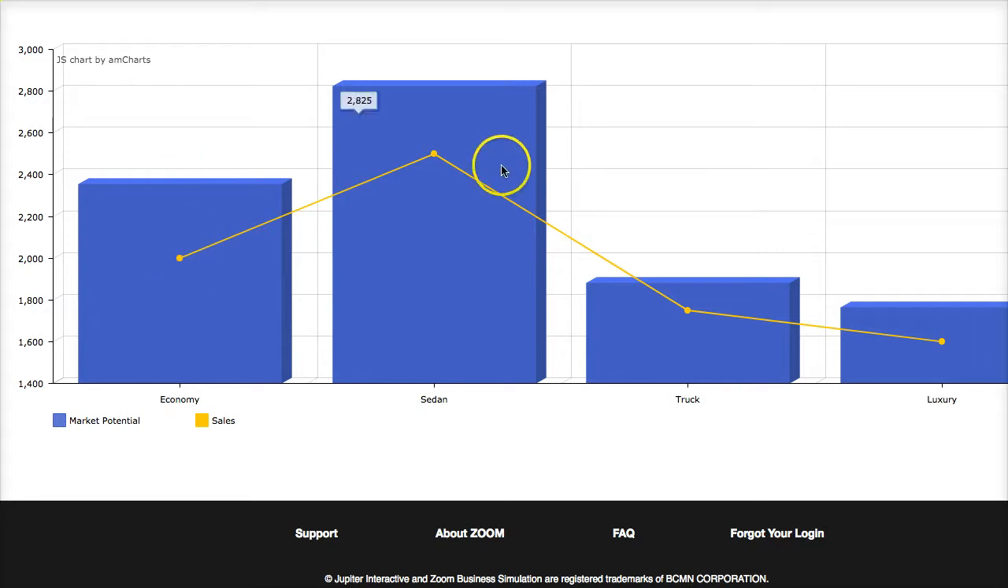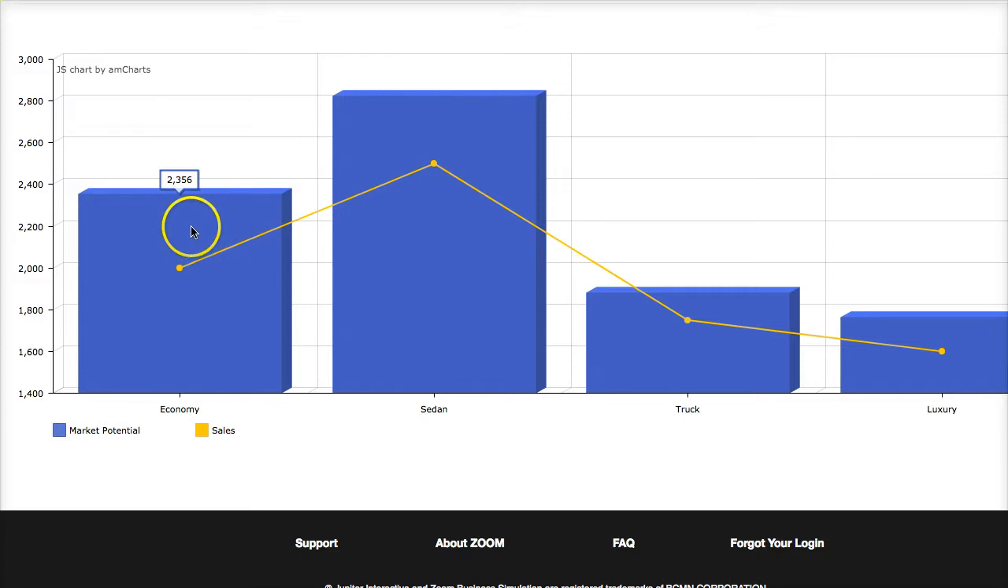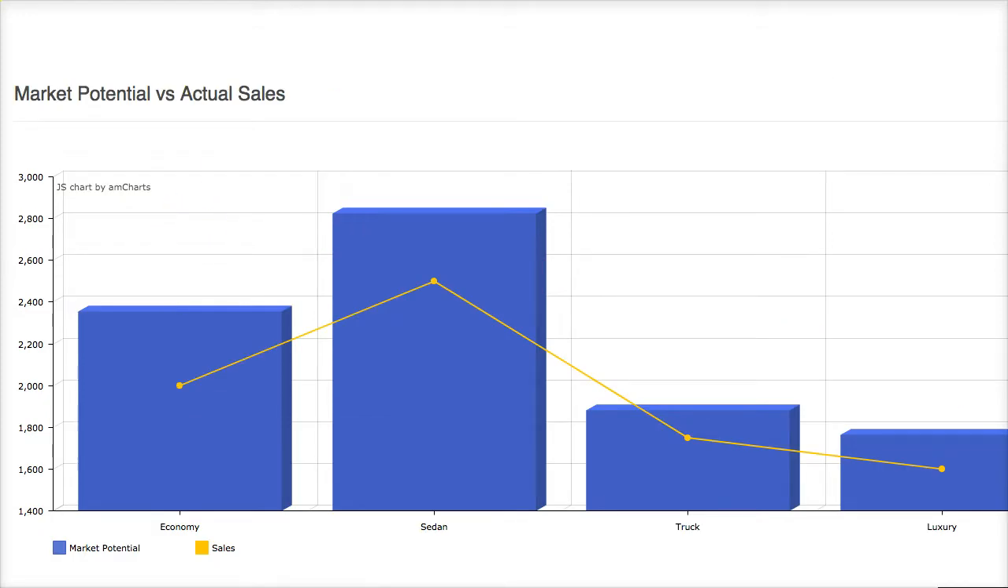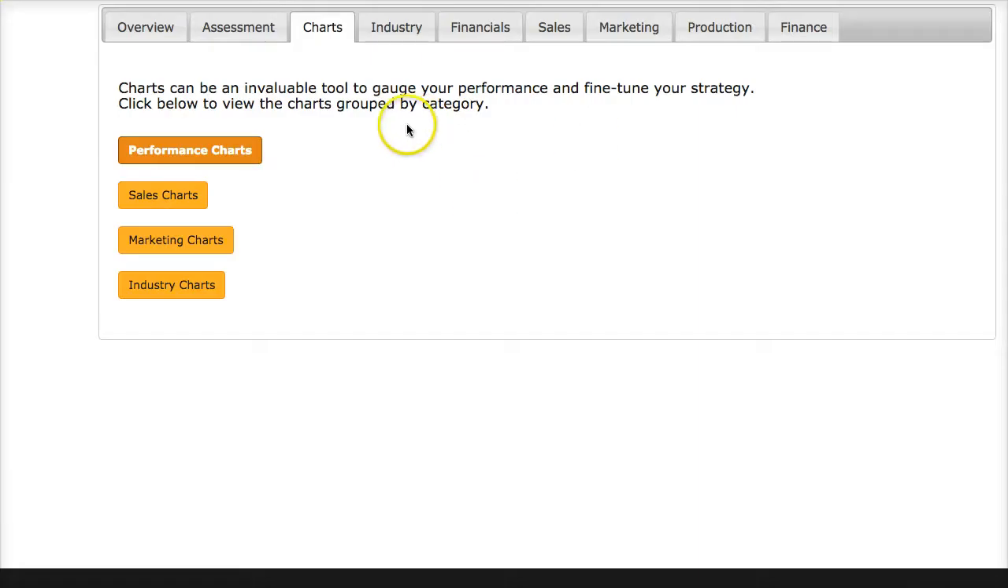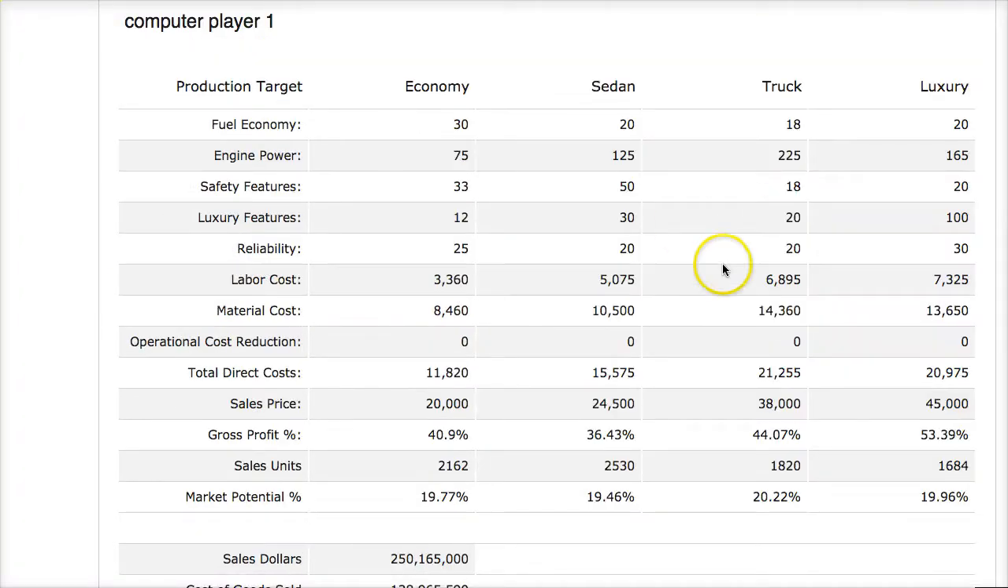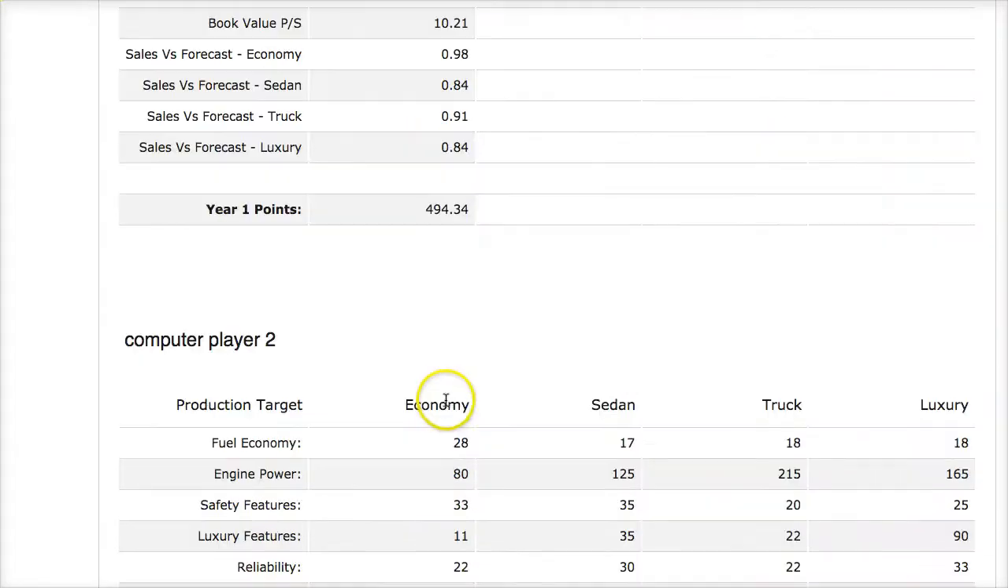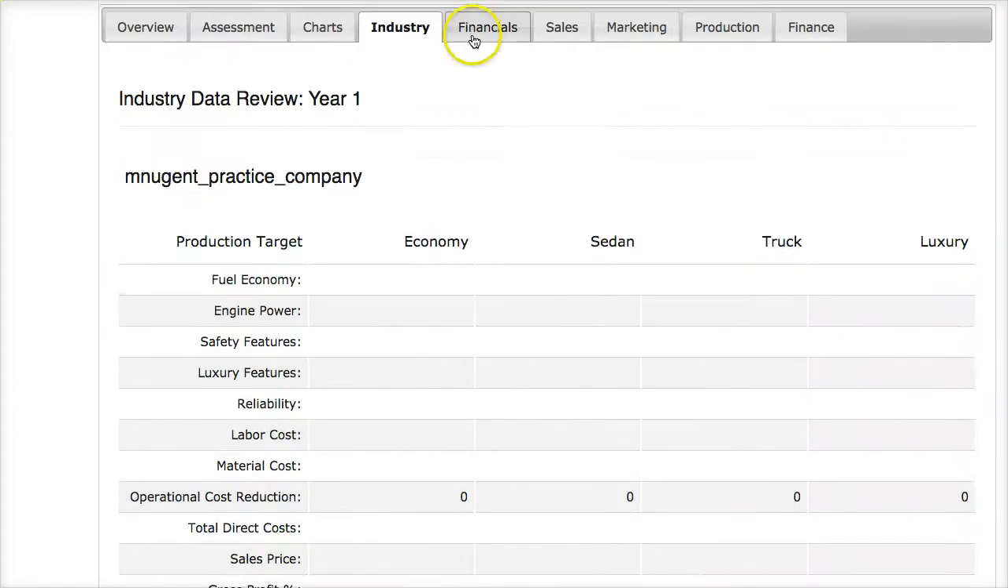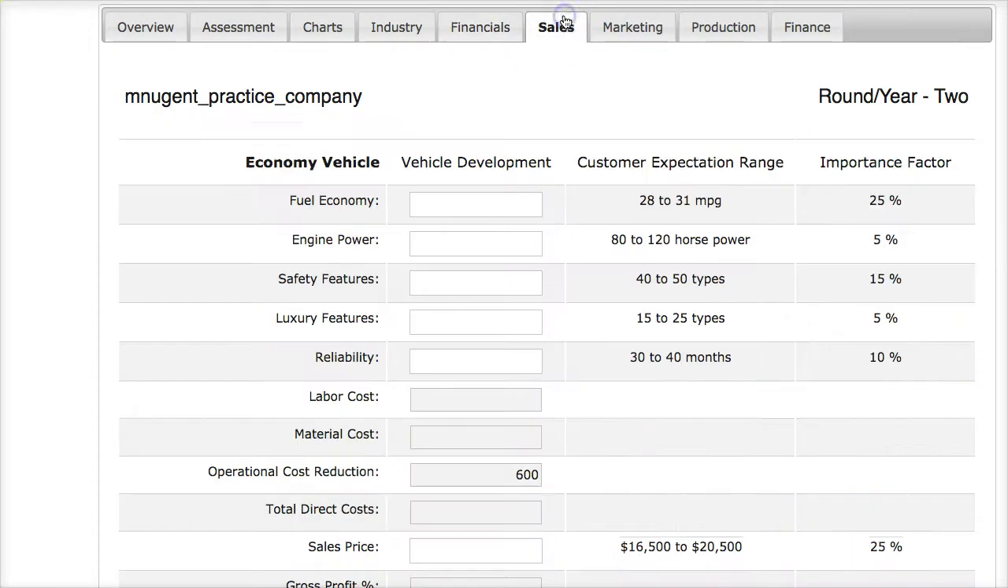So here I only made 2,000 cars. I could have sold 2,356 cars. That means that extra 356 cars went to another competitor. So this is an area where I've got to do better and not lose sales to competitors. When I'm redoing the simulation, I can also look at the industry tab for what my competitors did, what their market potential was, and how they built their cars. I can get a lot of industry details here, just like any public company can look at other public companies and see how they performed last year. I can review my financials, and I'm back into sales.